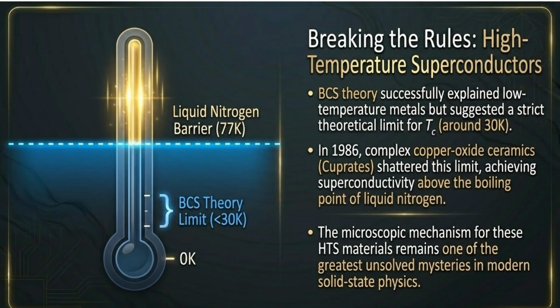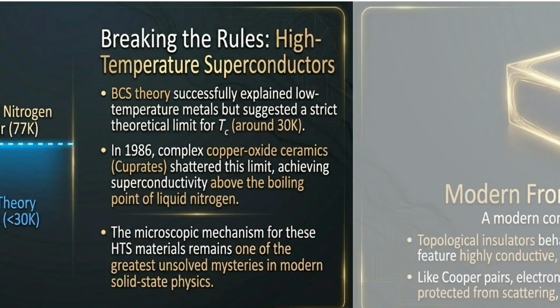High-temperature superconductors broke the rules of BCS theory, which suggested a strict theoretical limit for the critical temperature around 30 Kelvin. In 1986, complex copper oxide ceramics achieved superconductivity above the boiling point of liquid nitrogen, 77 Kelvin. The mechanism for these HTS materials remains a major unsolved mystery.